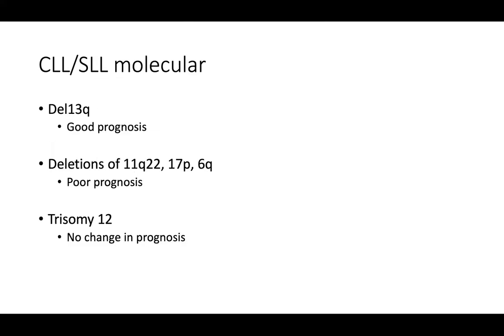The CLL, SLL molecular profile, interestingly, if you have a deletion in 13q, that's associated with a good prognosis. However, deletions of 11q22, 17p, and 6q are associated with a poor prognosis. There's another type of CLL, SLL that shows trisomy 12, and that's no change in the prognosis.